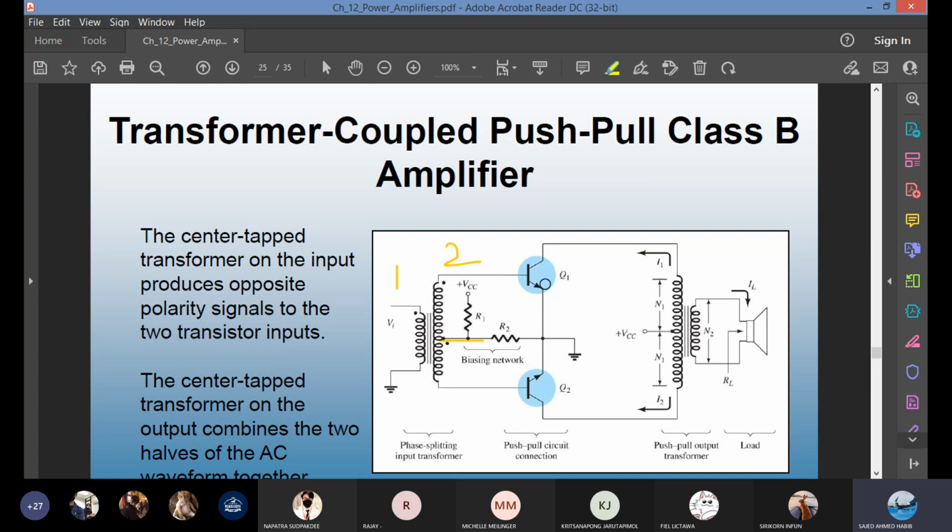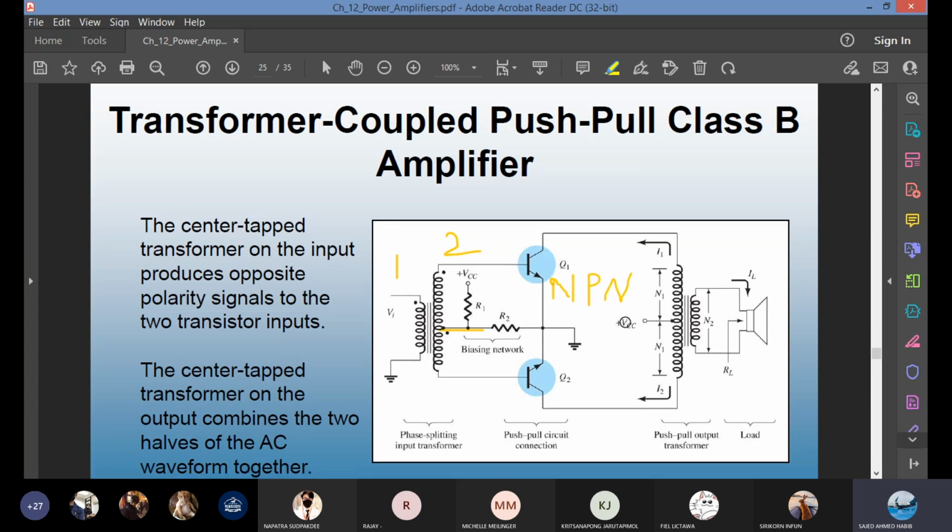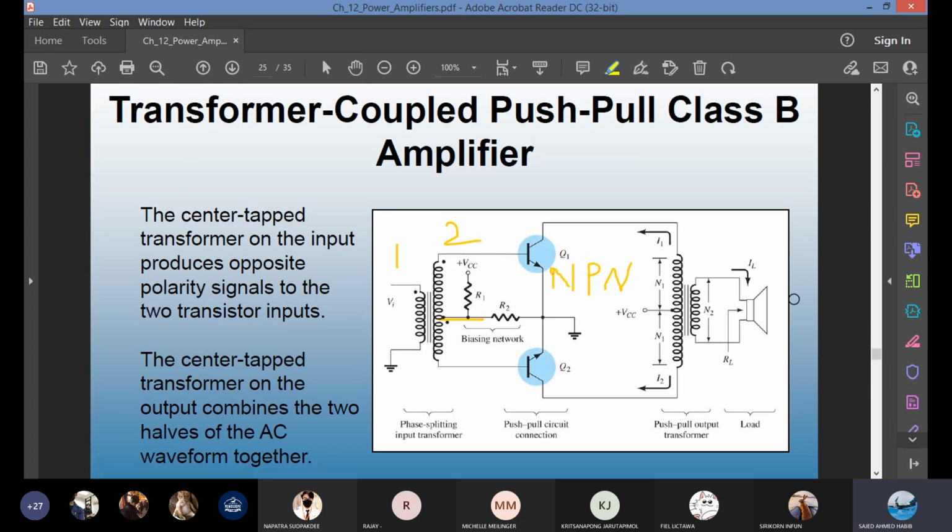Both of the transistors are NPN. As you see, the arrow of the emitter is going out. NPN, both of them are the same. And then you connect with the load again. This connection is called transformer coupled push-pull.